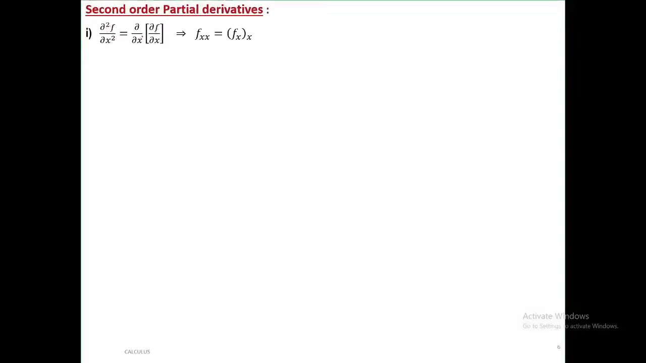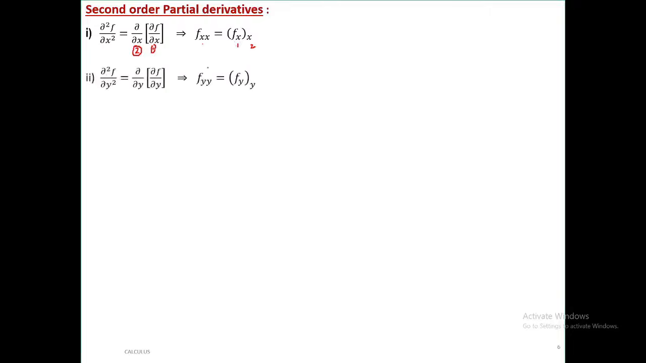So this one you can write like this: dou by dou x of again dou f by dou x. So first you are doing the derivative with respect to x. After evaluating first with respect to x, you will get one function, then again you do with respect to x. So this is called fxx. The suffix xx means two times derivative, or simply first you do the derivative with respect to x, after that again with respect to x. This is first, this is the second one.